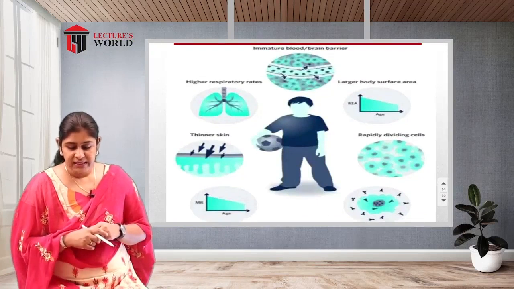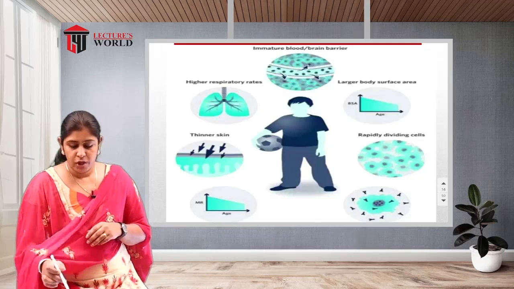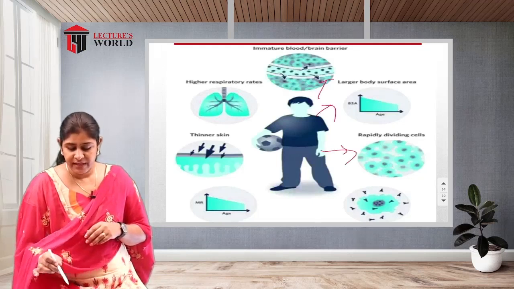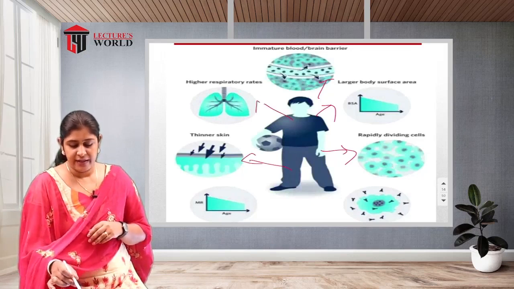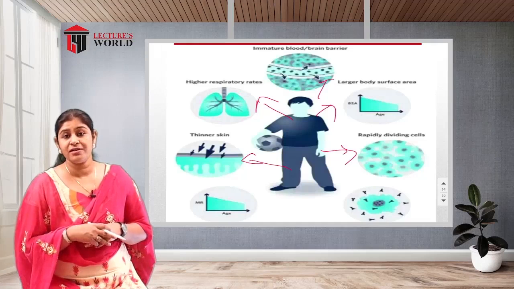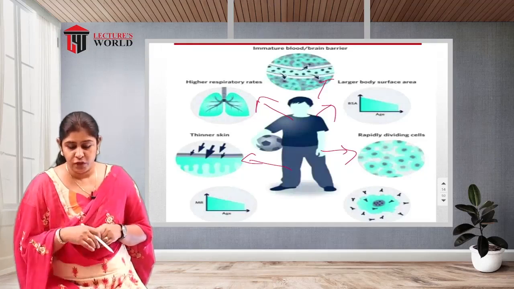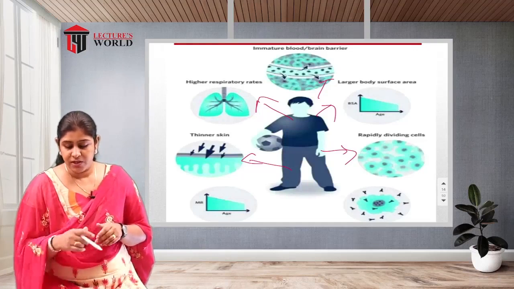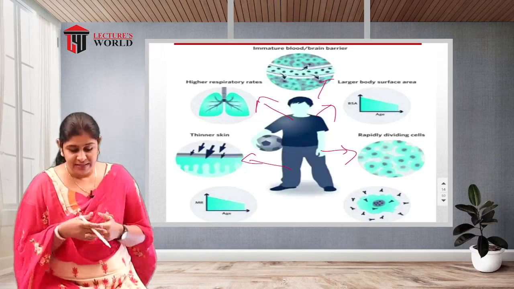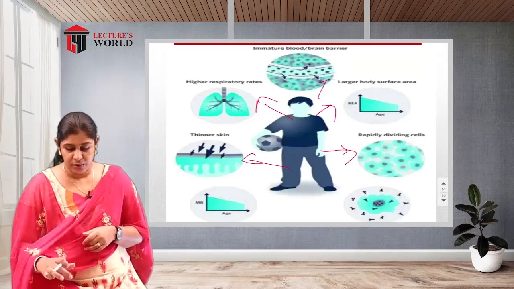So you can see in this diagram, there is an immature blood-brain barrier, larger body surface area, and rapidly dividing cells. Then they have thinner skin and a higher respiratory rate. What we have learned in the previous slides is all summarized here: immature blood-brain barrier, larger body surface area, rapidly dividing cells, thinner skin, and a high respiratory rate.